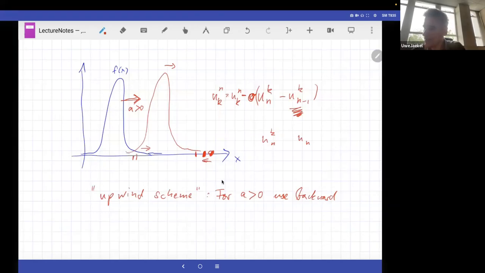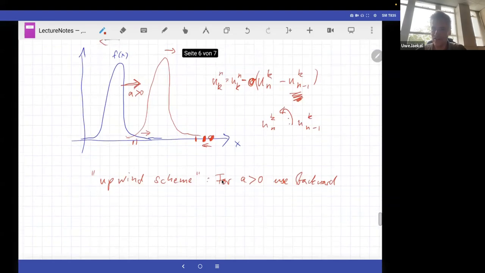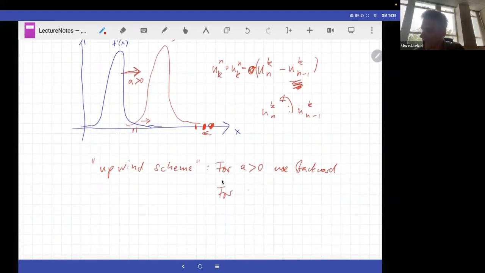However, if we need the information from the data point from the left, then this will be the correct update. We need information about what is coming from the left side. The thing is the other way around when A is less than 0. Then we would need the information to come from the right, so if A is negative, then we use the forward finite differences.